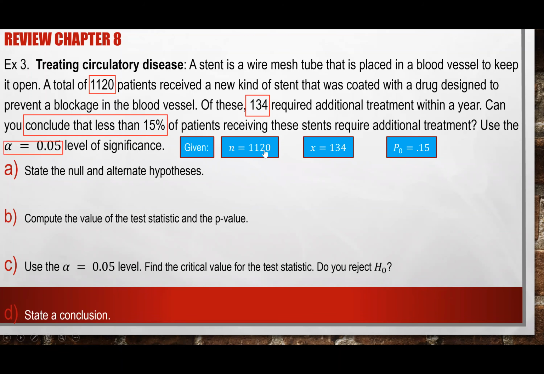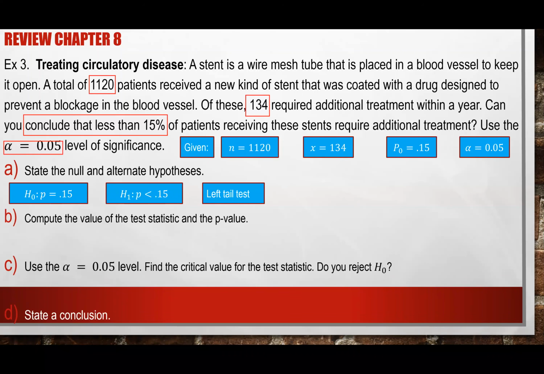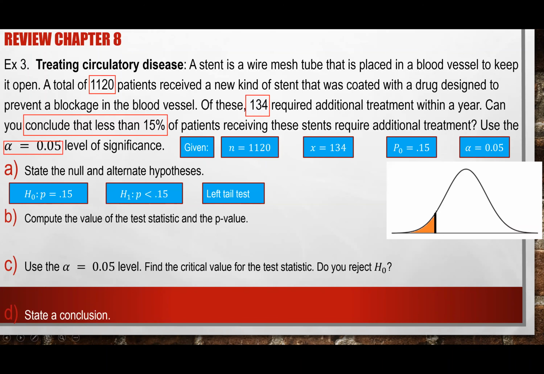So this is all we need for our proportion item, because we know that our P sub 0 is equal to 0.15, or 15%. Because they ask us less than, P is less than 0.15, meaning 0.15 is greater than P. Why do I emphasize this? Because this will be a left tail test, since the inequality is less than. And if it's a left tail test, this will be my sketch: the critical region, the reject region, is on the left and the fail to reject is on the right.